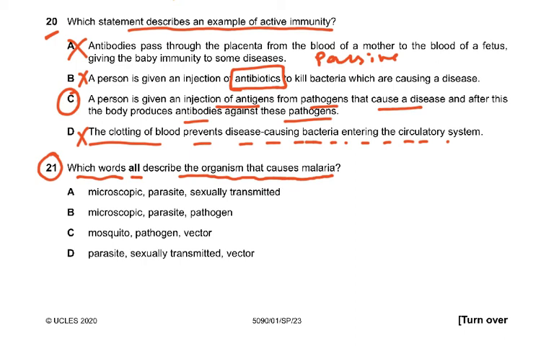Then coming to question number 21, which words all describe the organism that causes malaria? Microscopic, parasitic, sexually transmitted, microscopic, parasite, pathogen, mosquito, pathogen. As soon as it says mosquito, well, that is a vector. So that could not be. So the answer is B. Microscopic parasitic pathogen, and it is a protoctist.